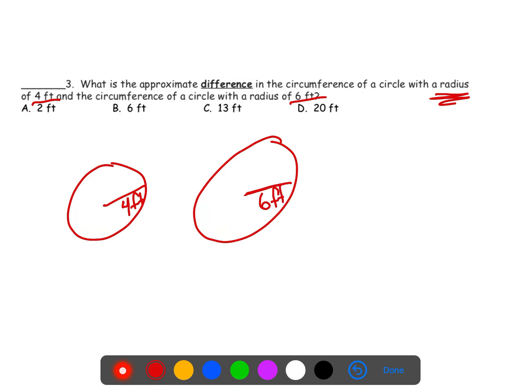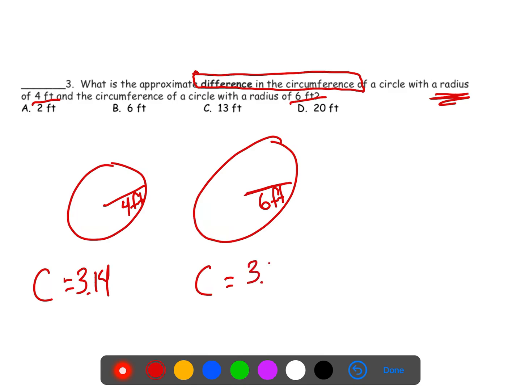Okay, we're going to be finding the difference in the circumference. So basically what it's asking is, how much larger is the distance around this circle, the circumference of the circle, compared to this one? I need to know both circumferences. And to find circumference, I'm going to multiply pi, or 3.14, times the diameter. Now I'm not given the diameter, I need to find that.